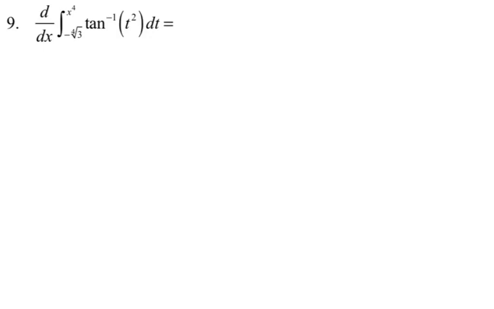All right, derivative with respect to x of the integral from negative 4th root of 3 to x to the 4th of arctan of t squared dt. All right, derivative of an integral, that second fundamental theorem, which might be my favorite thing to do because it's kind of the easier version, right? Because you don't have to find an antiderivative. First fundamental theorem, the annoying part is actually figuring out what's the antiderivative of that integrand. This one, we don't need to do that. We just need to remember the chain rule.